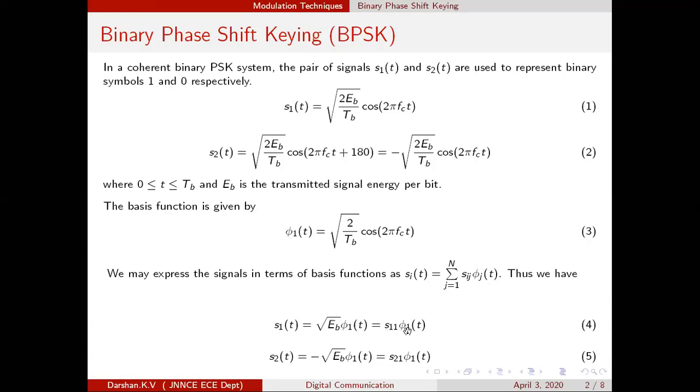Remember one thing, whatever you are writing for the first signal, the coefficient of the basis function should start from S1 only. So this is the second signal, and this is the first coefficient. Therefore this minus root Eb is supposed to be called S21. Second signal, first coefficient. That is why it is called S21. Why was this called S11? Because this is the first signal and the first coefficient.